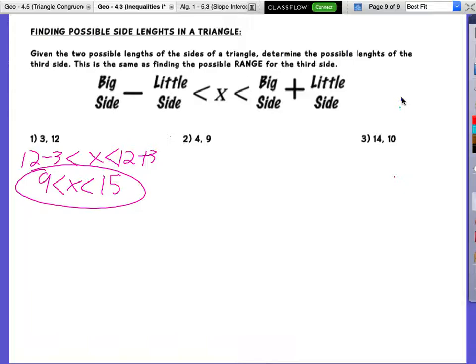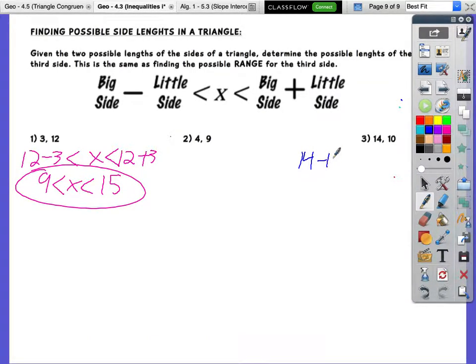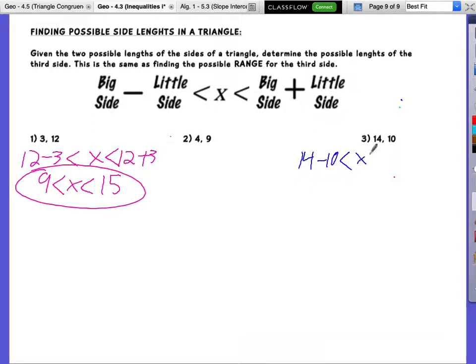So we're figuring out what our range is, or what possible lengths this third side could be. Okay? So, Alicia, how did you set this one up? 14 minus 10 is less than x, less than 14 plus 10. Alright, very good. And then, Max, what is 14 minus 10? That's 4. Very good, 4 is less than x. And then, Julia, what's 14 plus 10? 24. So our third side is somewhere between 4 and 24. So we're going to have quite the range here.